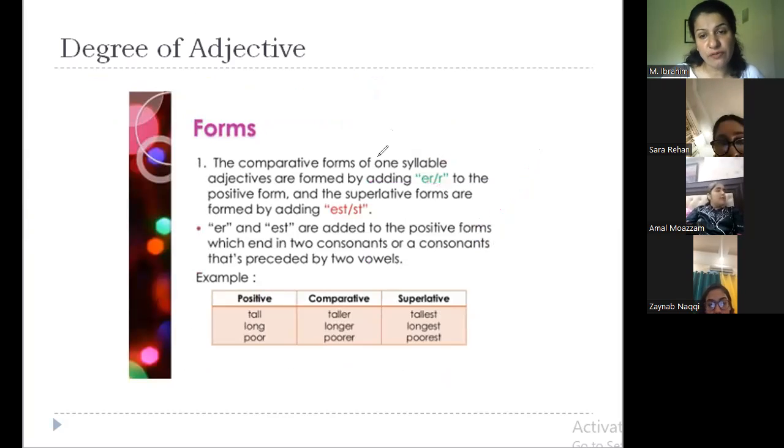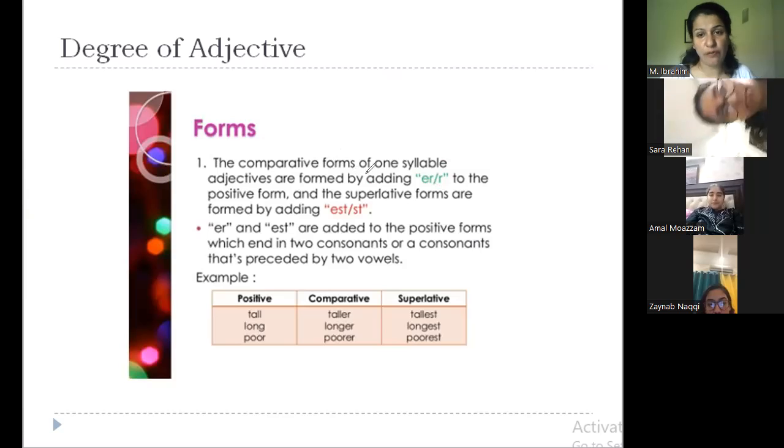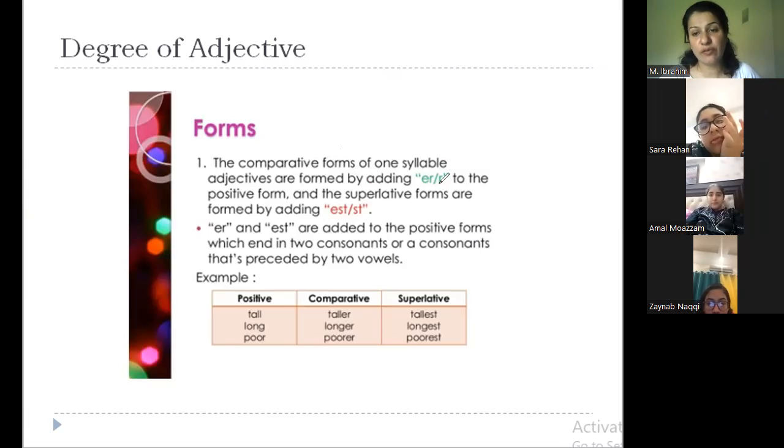The comparative forms of one syllable adjectives are formed by adding er or r to the positive form, and the superlative forms are formed by adding est or st. Er and est are added to the positive forms which end in two consonants or a consonant that's preceded by two vowels. For example, tall, taller, tallest. Long, longer, longest. Poor, poorer, poorest.